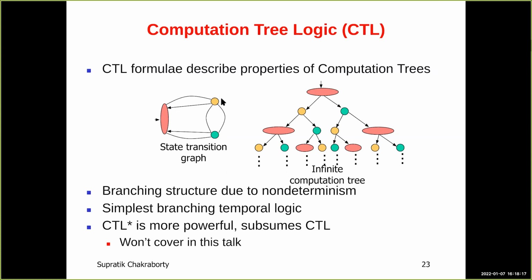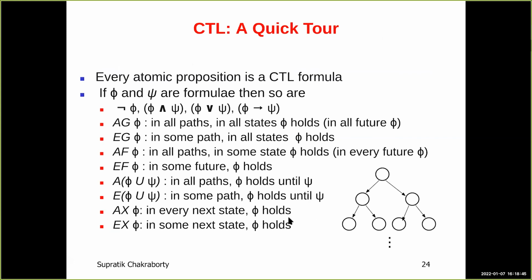The branching structure comes because from the same state you can go either here or there depending on different conditions, or if you're working at a sufficiently high level of abstraction, maybe you don't even want to talk about the conditions, and you can say that I can go here or here non-deterministically. Now, CTL is not the only branching time logic. There are other logics like CTL star and mu calculus. But we will just talk about CTL because that's the simplest one.